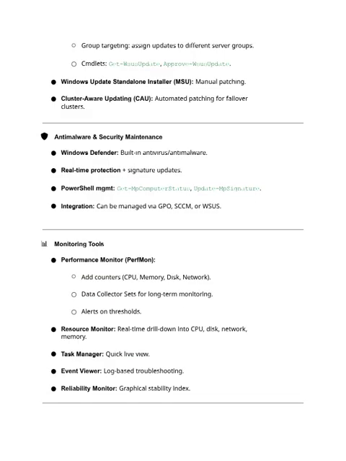Now, let's look at group targeting, which allows us to assign updates to specific server groups, making patch management more efficient. We can use cmdlets like Get-WsusUpdate and Approve-WsusUpdate to manage and approve updates through PowerShell. For manual patching, the Windows Update Standalone Installer, or MSU files, come in handy. When it comes to failover clusters, Cluster-Aware Updating, or CAU, provides automated patching to minimize downtime and keep everything running smoothly.